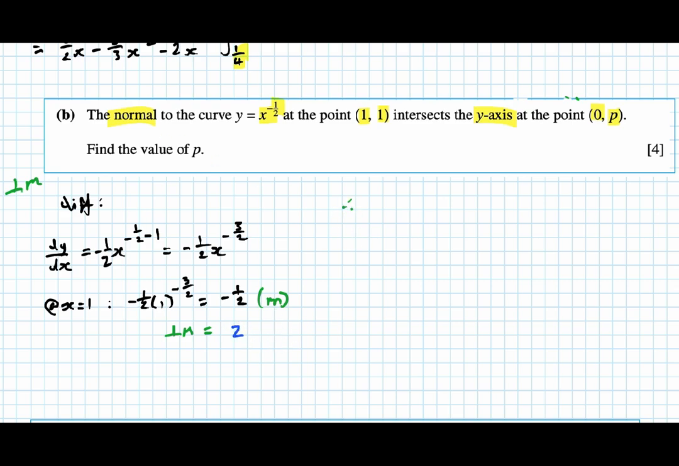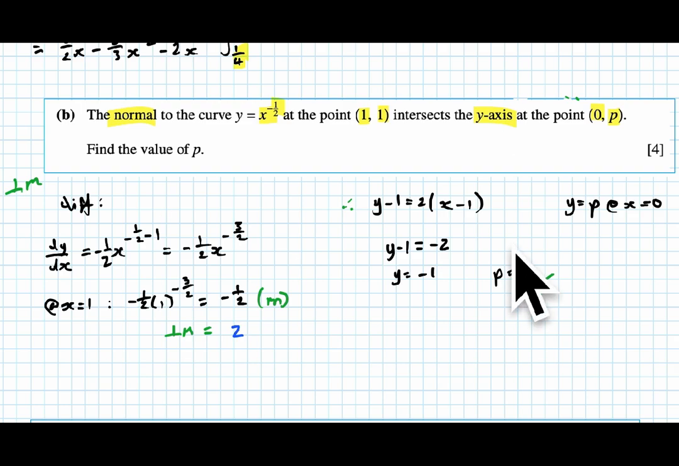Okay, so plug that back in to the equation of the line. We have the point 1, 1. y minus 1 is equal to 2 times x minus 1. And of course, when x is equal to 0, y is equal to p. And so p is equal to minus 1. So the value of p is minus 1. And that should be clear enough there.